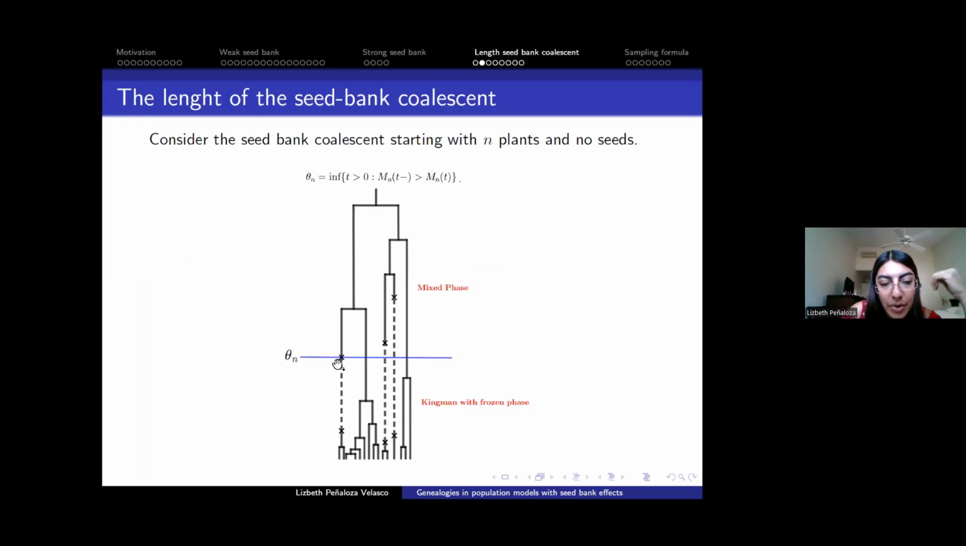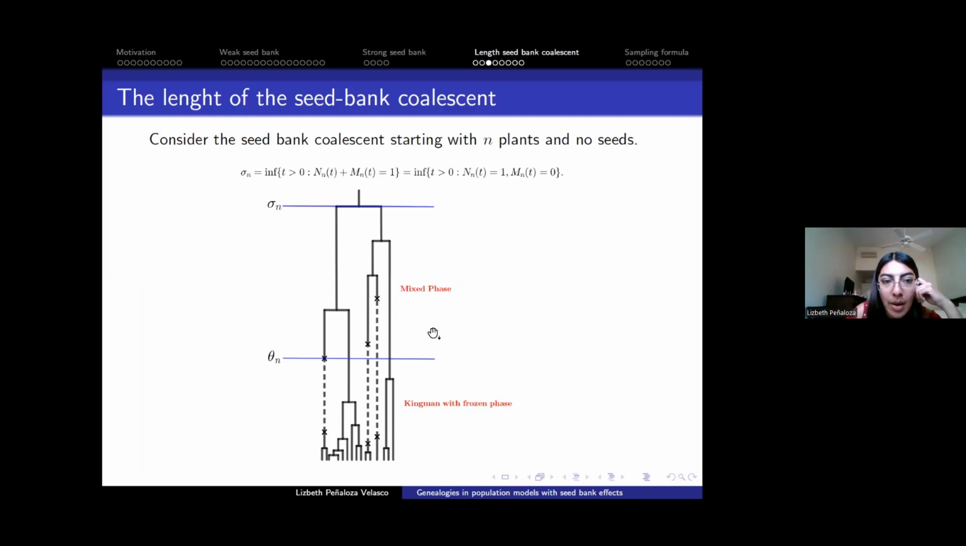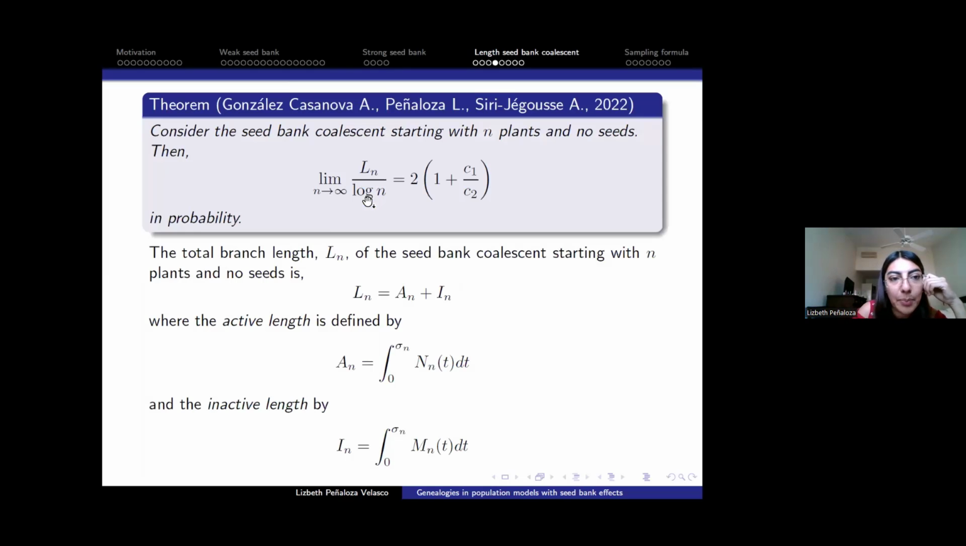So prior to this time, we only have 2 events, coalescence or deactivation. And we call this part of the tree the Kingman with frozen phase. After this time, we have the 3 events: coalescence, reactivation, and deactivation. And sigma n is the first time that we have only one individual, or the most recent common ancestor.